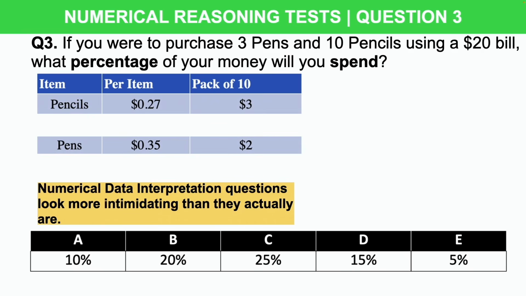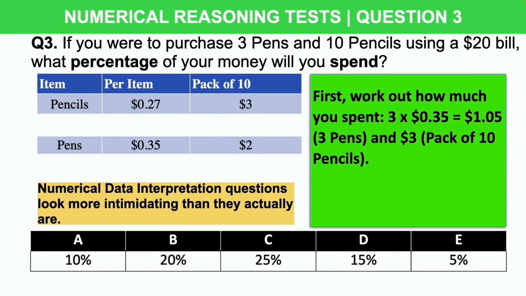To work out this question, we first need to work out how much you spent. 3 times 35 cents gives us $1.05. That's for the 3 pens. And we've also spent $3 for that 10 pack of pencils. So $1.05 plus $3 gives us $4.05.